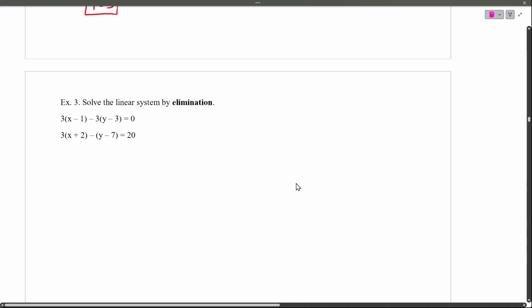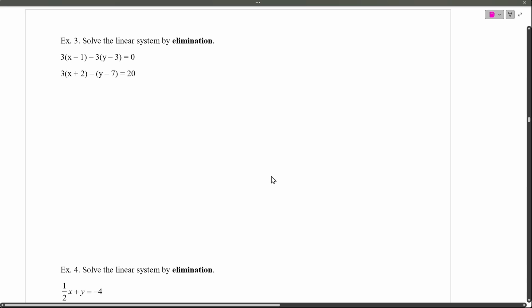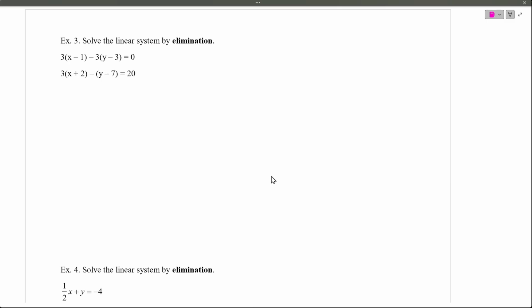Now, this one is just adding another level, or another step, but in the end, it's still going to come out to be the same work. We just have to simplify this first. So we have to distribute these coefficients through their brackets, and then we'll work it out from there. So let's start off by labeling our equations. This is going to be equation 1, and this will be equation 2. So let's work with equation 1 over here, and we'll simplify it.